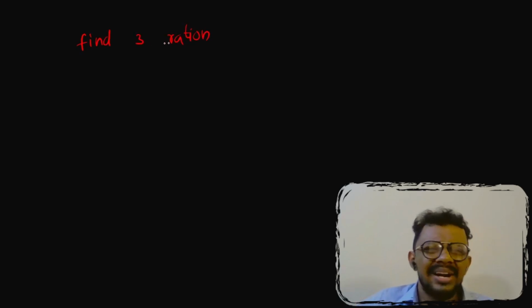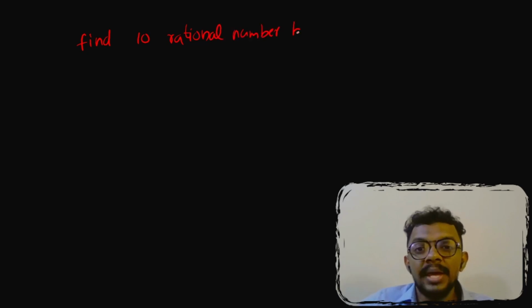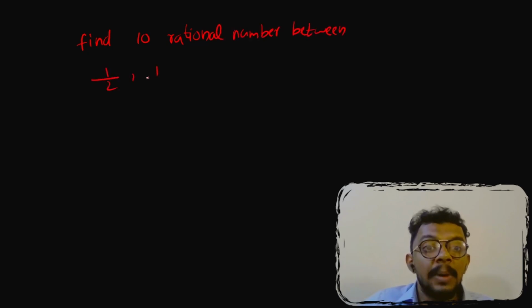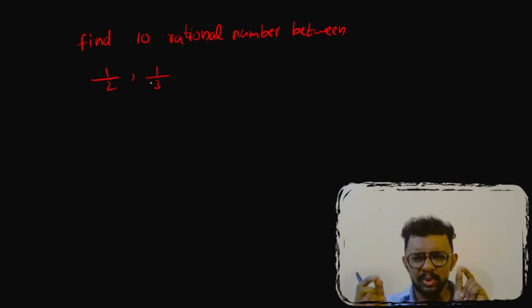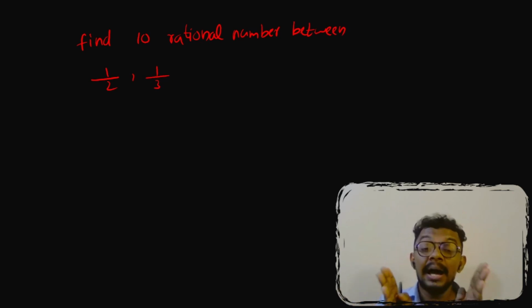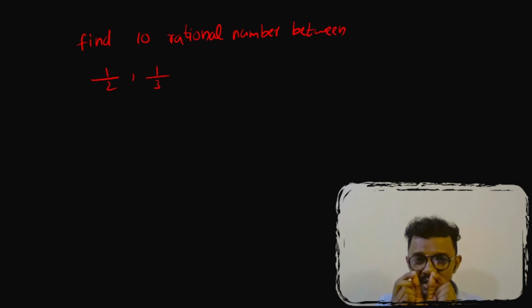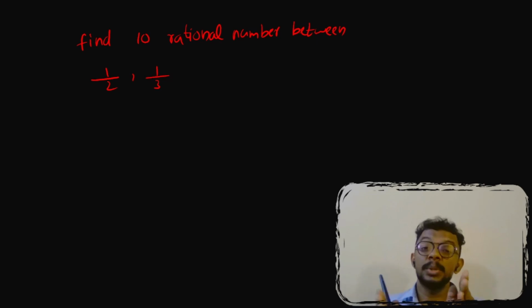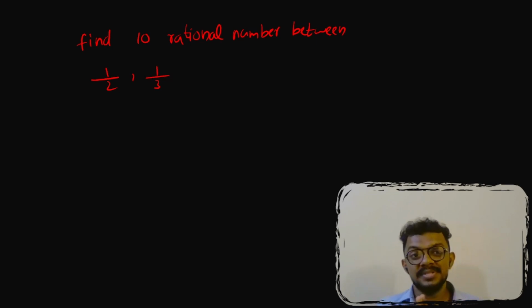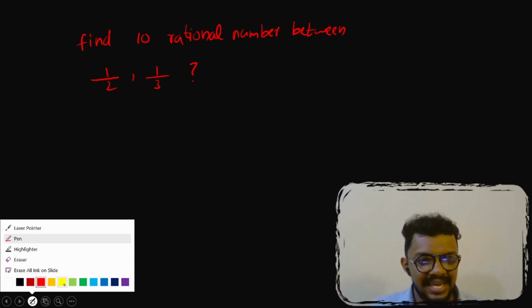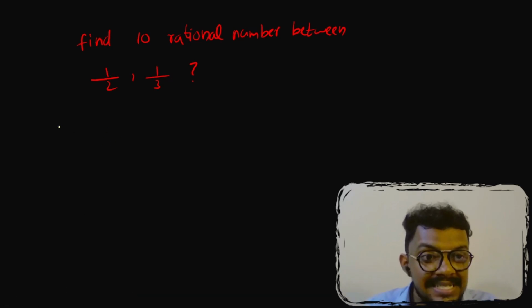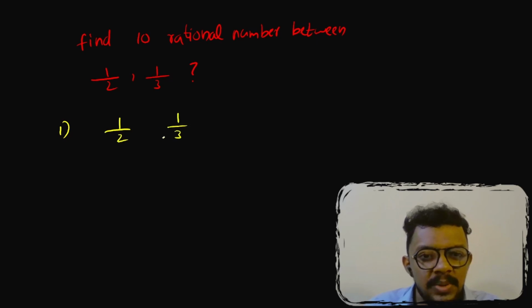Suppose the question is: find 10 rational numbers between 1 by 2 and 1 by 3. 1 by 2 and 1 by 3 are both near, but it doesn't matter how near they are, there are infinitely many rational numbers between them. Bear with me. The strategy, step number 1: make the denominators the same. The first number is 1 by 2. The second number is 1 by 3.